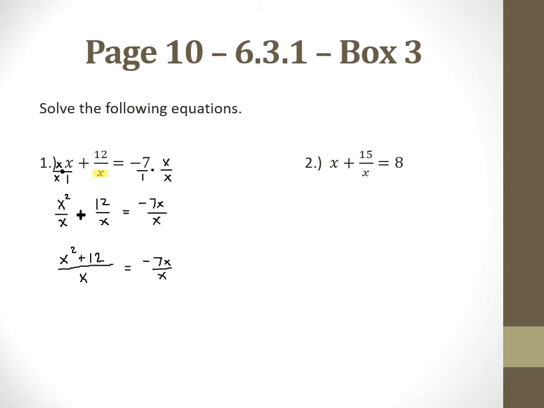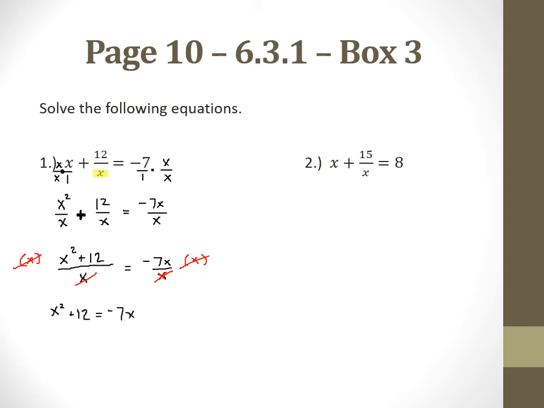Step 3 is to cross multiply. So each fraction gets multiplied by the opposite denominator. So I'm multiplying by x on the right, and because this denominator is also x, I'm multiplying by that on the left. X on top, x on bottom, x on bottom, x on top. All the x's there cancel out quite handily. And I'm left with x squared plus 12 equal to negative 7x.